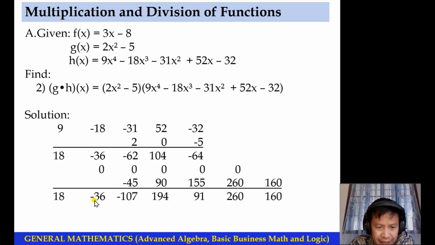This is negative 36. Okay, negative plus negative is negative. 62 plus 45 is 107. 104 plus 90 is, of course, 194. Then, 155 minus 64 is 91. 0 plus 260 is equal to 260. Then, bring down 160. Now, the product is what?